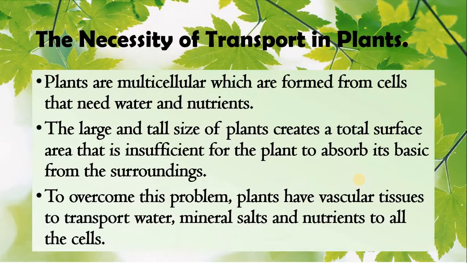We look at the necessity of transport in plants. Plants are multicellular, formed from cells that need water and nutrients. The large and tall size of plants creates a total surface area that is insufficient for the plant to absorb its basic needs from the surroundings. To overcome this problem, plants have vascular tissues to transport water, mineral salts, and nutrients to all the cells. That is the necessity of transport in plants.